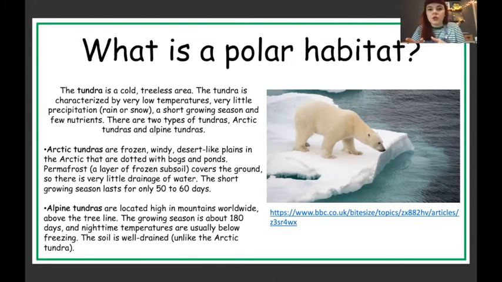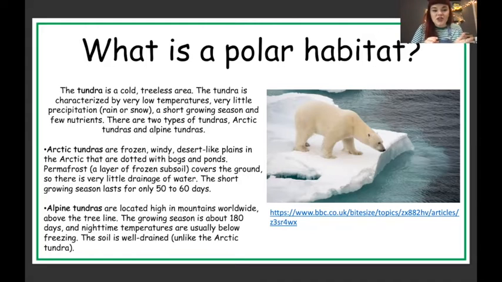There are 2 types of tundras, an Arctic tundra and an alpine tundra. Now, Arctic tundras are frozen and windy desert-like plains in the Arctic that are dotted with bogs and ponds. Permafrost, or a layer of frozen soil, covers the ground, so there's very little drainage of water, so water sits on the surface. The short growing season only lasts for 50 to 60 days, so we know that not very many things grow in the Arctic, but there are some plants that can make their way through, and we'll learn a little bit about that later in the week.